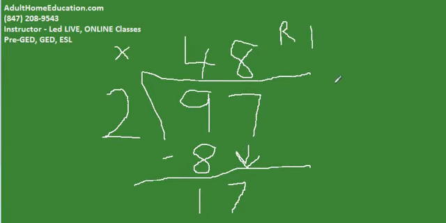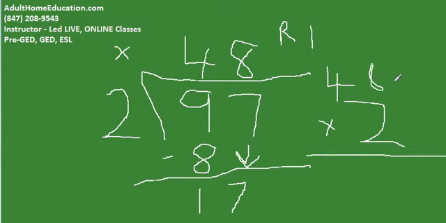So how do we check that? We go 2 times 48. And then we go 2 times 8 is 16. Carry the 1. 2 times 4 is 8 plus 1. And we got a 96. So that does not match up.